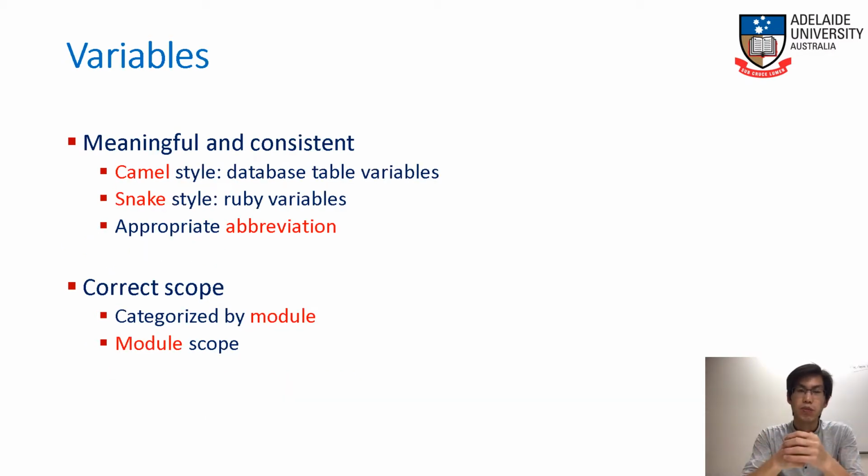Regarding the variables, we use a meaningful and consistent way to name them. The camel style is used in the database table variables, and the snake style is used in the Ruby variables. We also use appropriate abbreviations. As for the scope, the files and functions are categorized by the module, so they all have a module scope, so the correct scope of variables can be guaranteed.